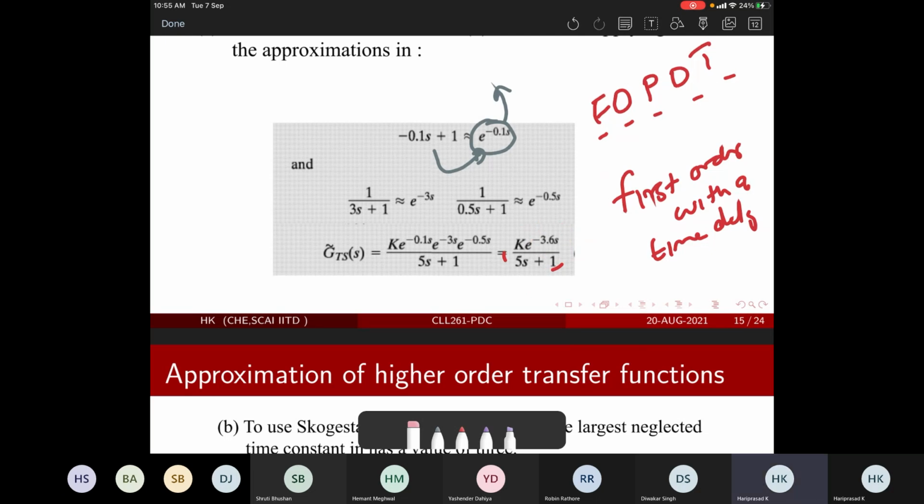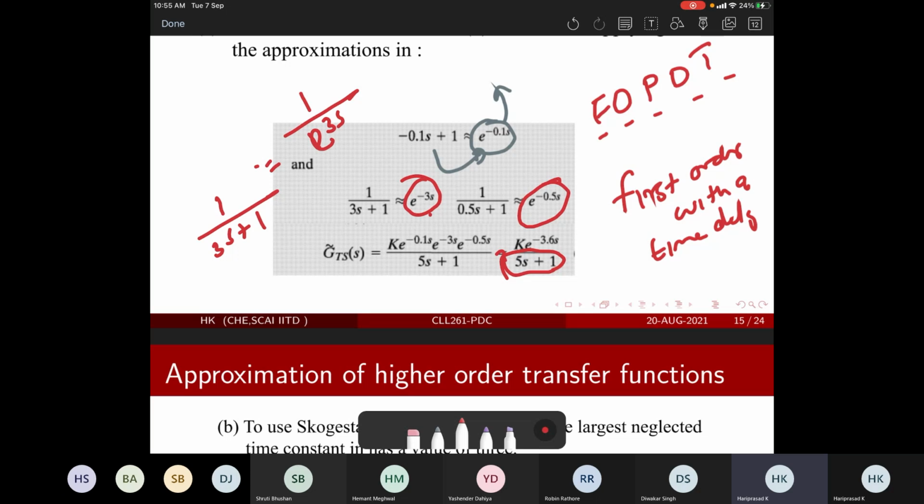So here, what would happen? 1 by 3s plus 1, if you use the same principle, would be e raised to minus 3s. The same applies here. So what did you do? You retain this guy. The largest time constant is retained. Rest all are now converted as time delay.